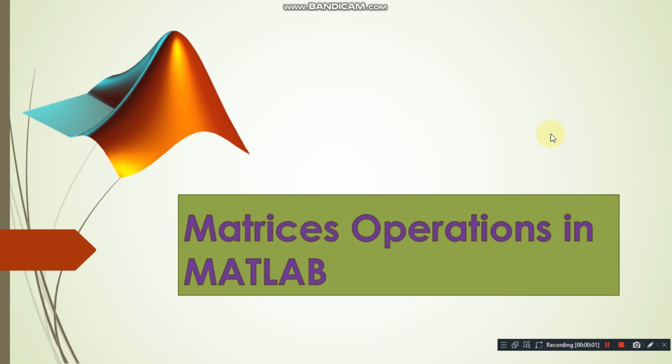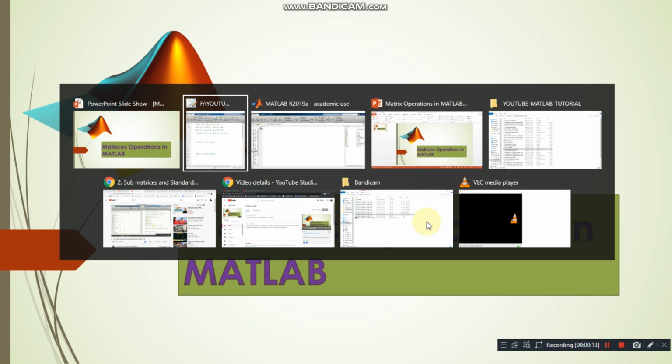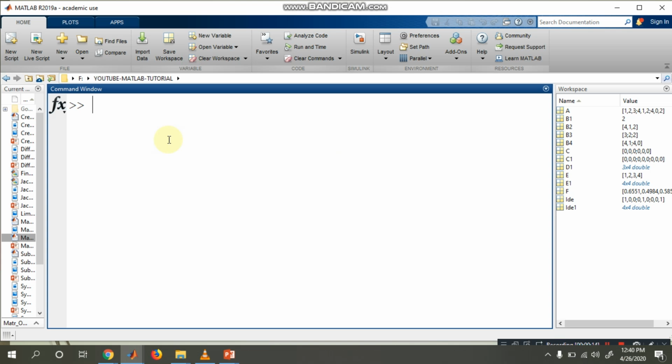Hi friends, now I would like to give information about what the matrix operations in MATLAB are and how you apply these matrix operations in MATLAB software. First let us go to the software and open a new script file.